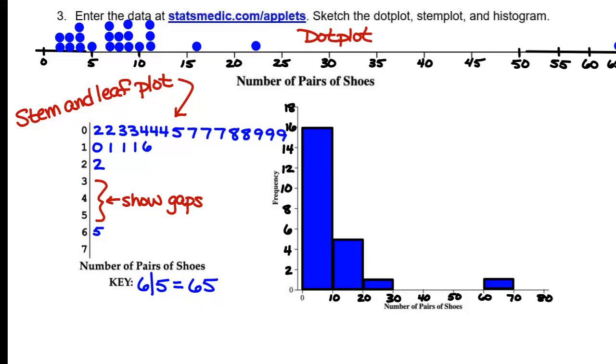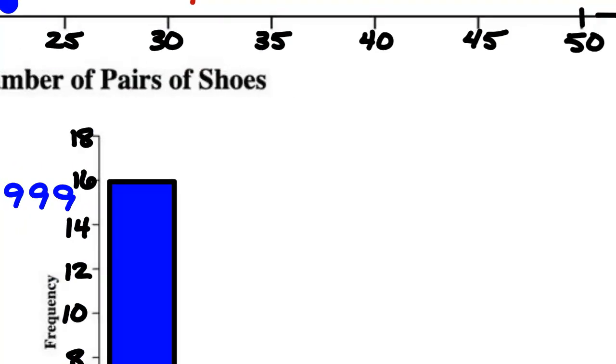This stem and leaf plot is one way of having a visual display that's a lot like a histogram, but still shows me all of the raw data. When I'm looking at my histogram over here, I can't tell you that somebody said they had 5 pairs of shoes or that there were 3 people that said they had 7 pairs of shoes. I can't see that in this, but I can see that in my stem and leaf plot. And then we have our histogram over here.